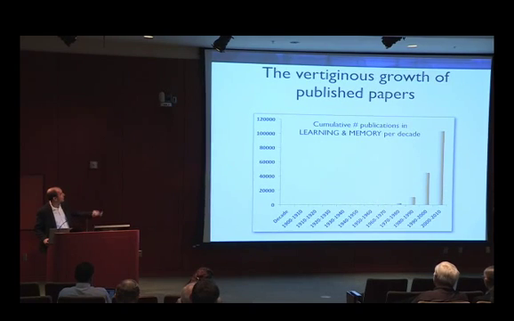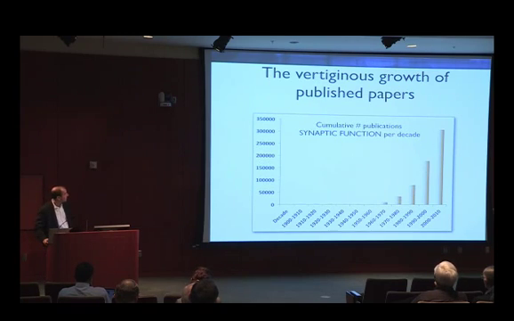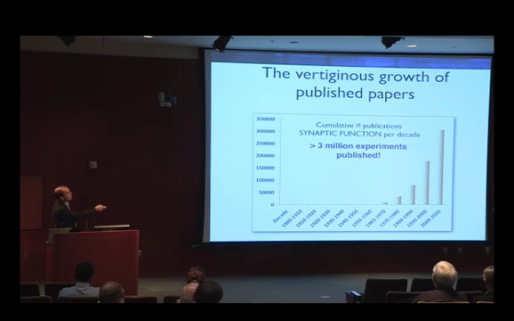If you go into a particular field like my own, learning and memory, you're talking about at least 1 million experiments. How do we organize all of this to make sense of it, and more importantly, to decide what to do next with all of this? In synaptic function, another area that we work on, there are at least 3 million experiments published. This is a recent problem. Why is it recent? Because of this incredible growth in the literature.